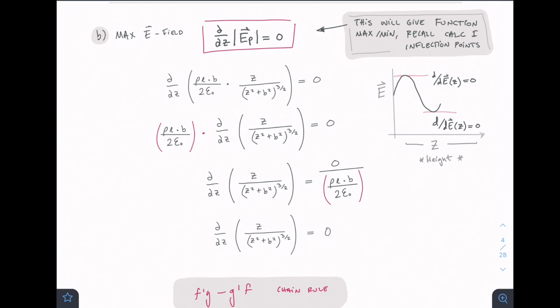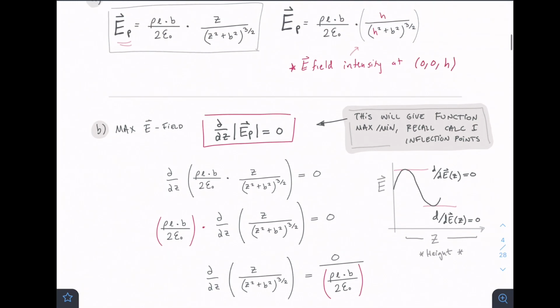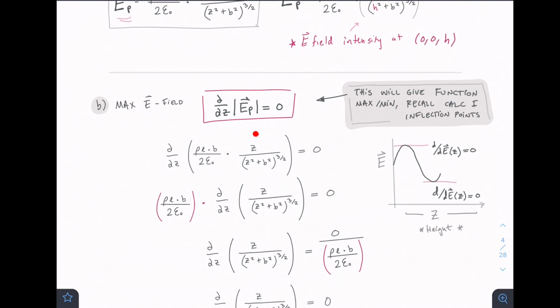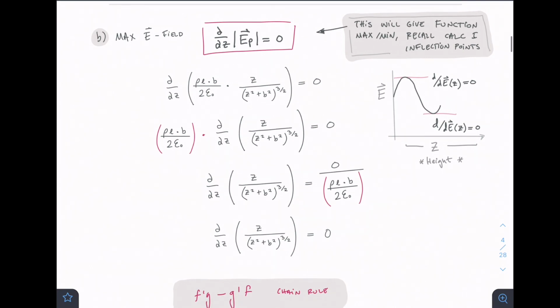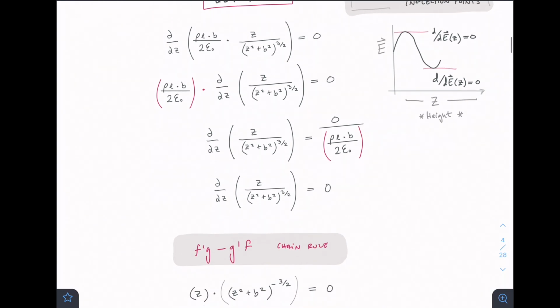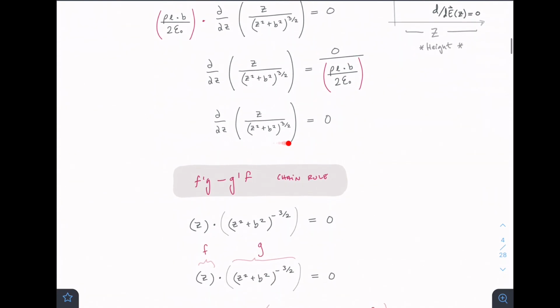So when we take the derivative of this E function with respect to z, we're trying to find that point, where the derivative equals 0. Mathematically, that's what we're doing here. We pull out our constant, then take the derivative of the remaining expression. We divide 0 by our constant, which means we can cancel it out, since 0 divided by this is still 0. Now we still have the derivative over here.